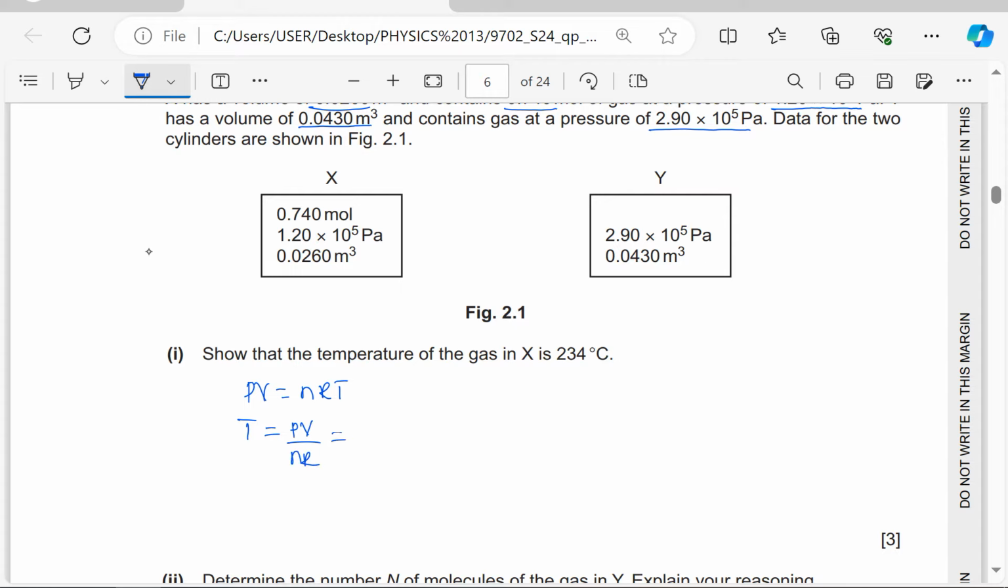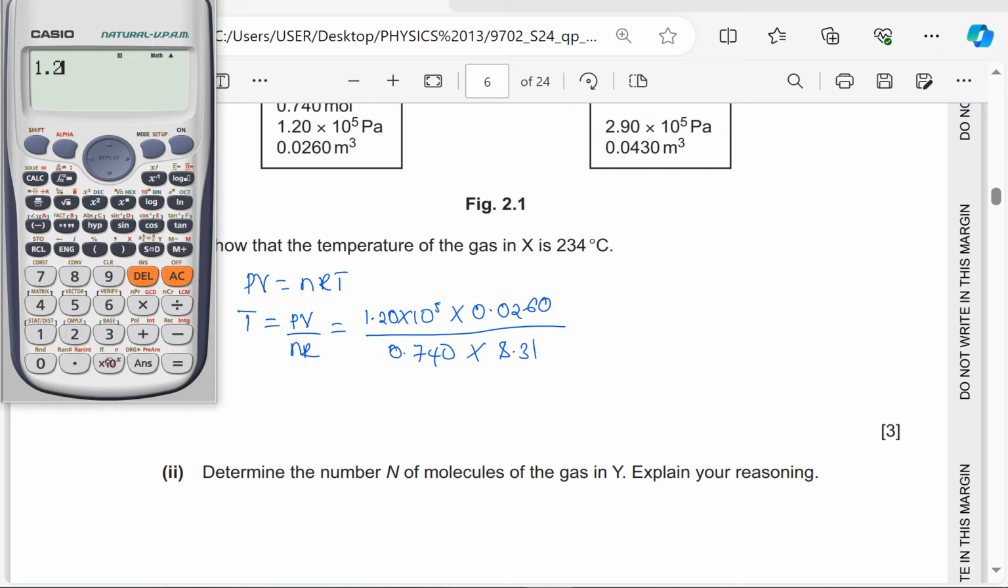I'll just substitute. The pressure is given as 1.20 times 10 to the power 5 pascals, and the volume is given as 0.0260. Then the number of moles is given as 0.740. Then times the molar gas constant, which is known as 8.31. So I'll just press my calculator. 1.2 exponent 5 times 0.026 divided by 0.74 times 8.31.